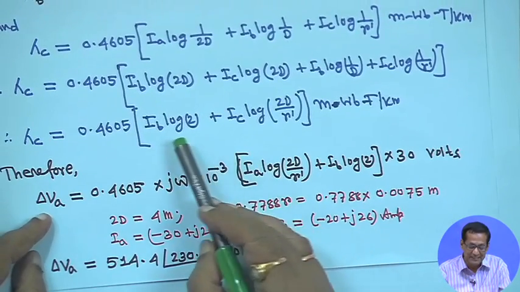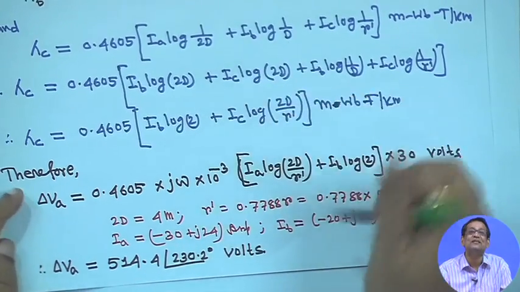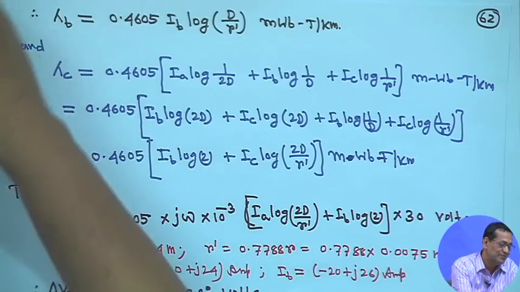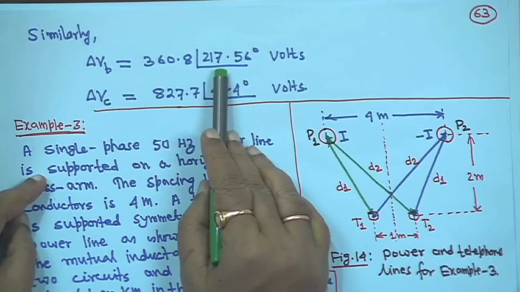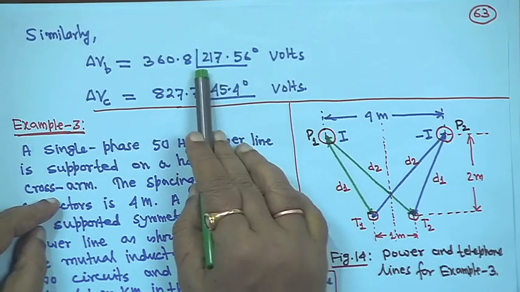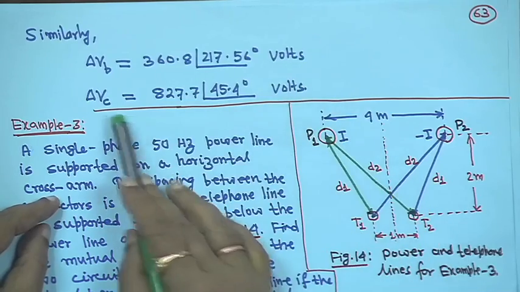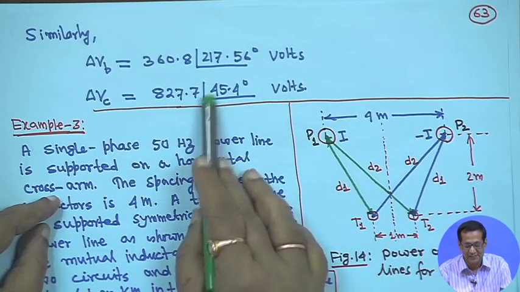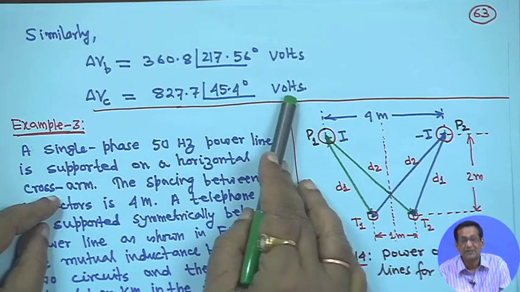Whenever it is written B C, accordingly I have eliminated. Similarly, if you calculate for phase B and phase C, delta V B will be 360.8 angle 217.56. This you please calculate on your own, but hopefully this answer is correct. And delta V C is 827.7 angle 45.4 degree volts.